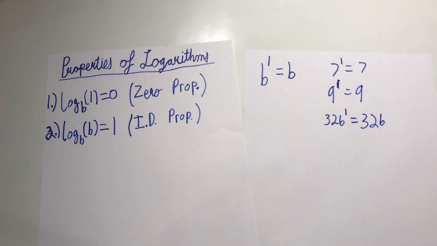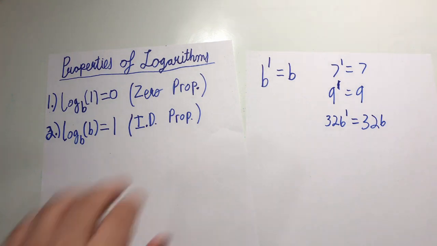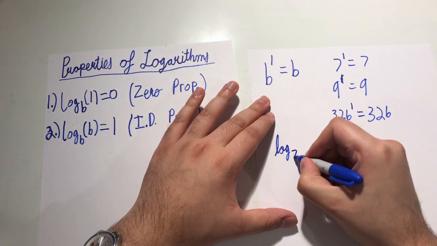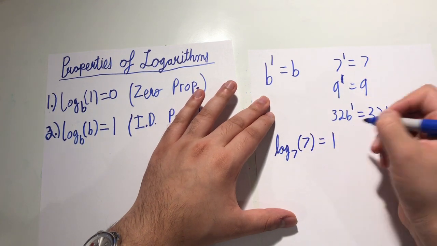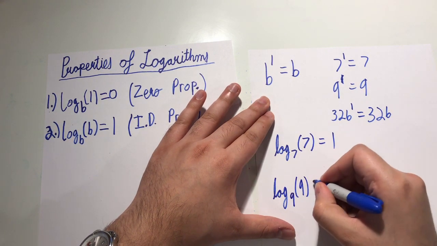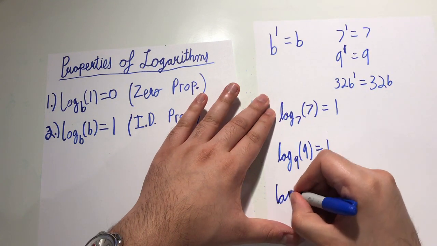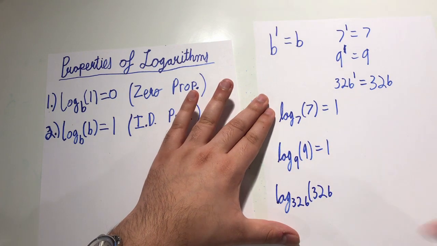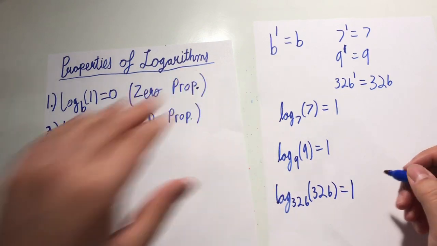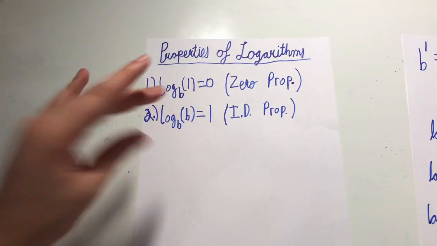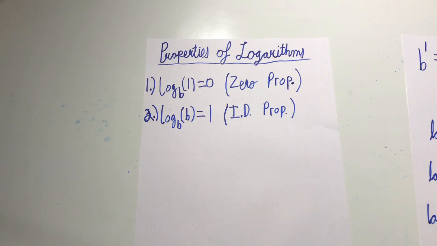So let's convert these to logarithmic form to fully solidify this identity property. So logarithm base 7 of 7 equals 1. Logarithm base 9 of 9 equals 1. And then logarithm base 326 of 326. What does that equal? Well, that equals 1. Okay, so hopefully that helps you really get down the identity property.